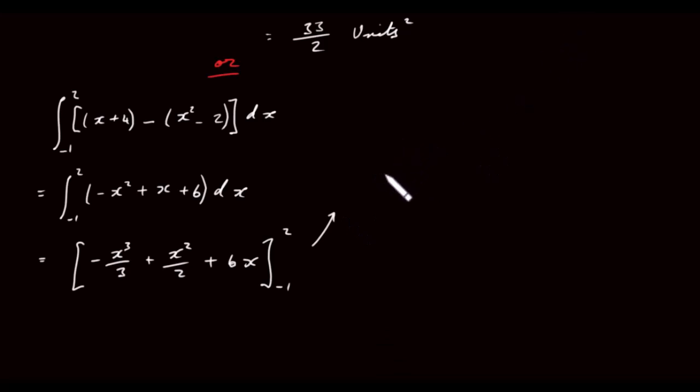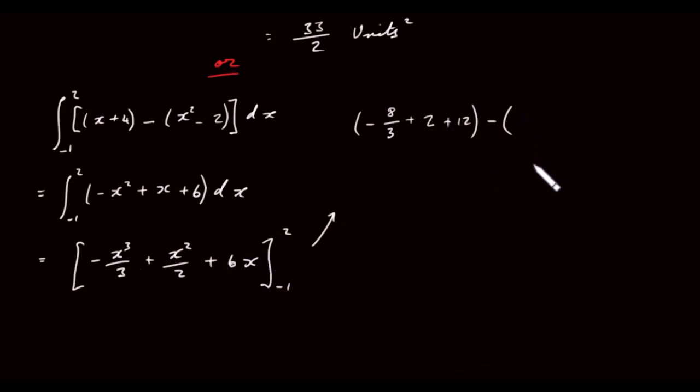So let's see, we've got to put in 2 first. So it's going to be, let's see, -2, so it's going to be minus here, and then it's going to be 2 cubed, which is 8 over 3, plus 2 2s are 4 over 2, which is just 2. And then we've got 2 6 is 12. So that's substituting 2 in here.